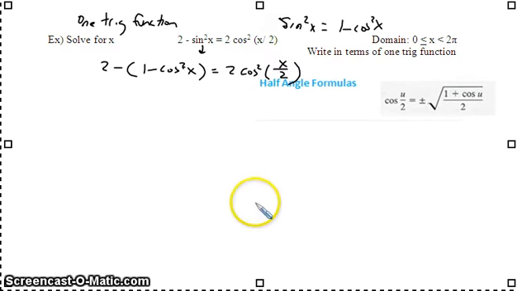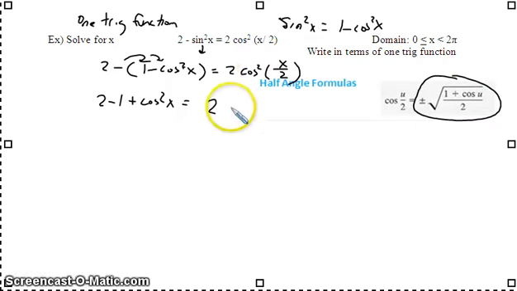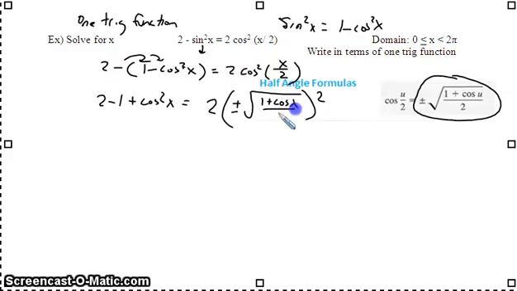Okay, so the next thing that I'm going to do is manipulate this, distribute in the negative 1: 2 minus 1 plus the cosine squared of x equals, over on this side here, 2 times, I'm going to substitute for the cosine of x over 2, I'm going to substitute this into its place, but then I still have to square it. So I'm going to give myself a big bracket there, put the squared there so I don't forget to do that afterwards, and then I'll put in the plus or minus square root of 1 plus cosine of x over 2.